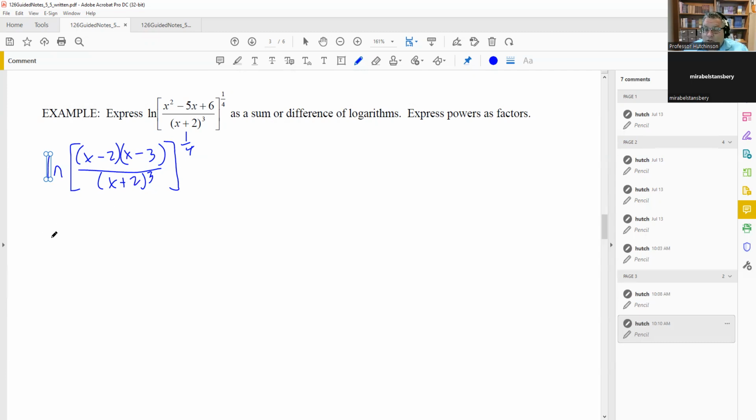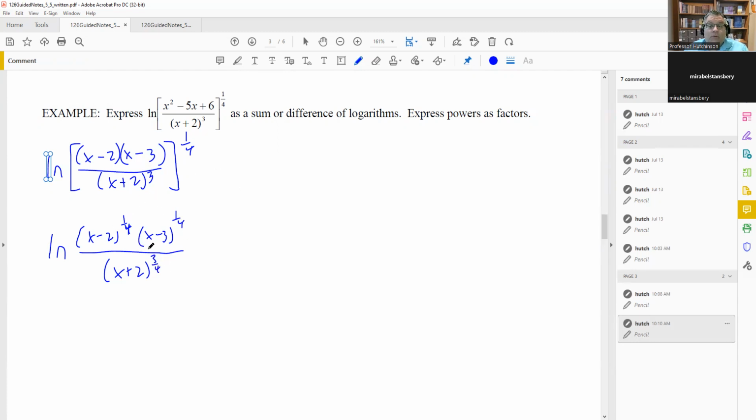But the next step I'll do is I'm going to take everything inside and raise it to a power of 1/4. So I'm going to do x minus 2 to the 1/4, 1/4 here, x minus 3 to the 1/4. On the bottom, I have a 3 and I'm raising it to a power of 1/4. So power raised to another power, you have to multiply exponents. So that is going to become a 3/4. So 1/4, 1/4, and 3/4.